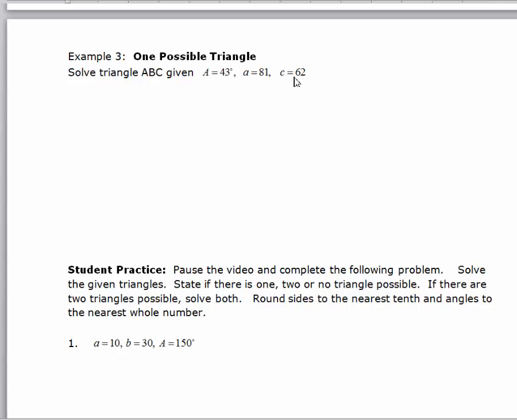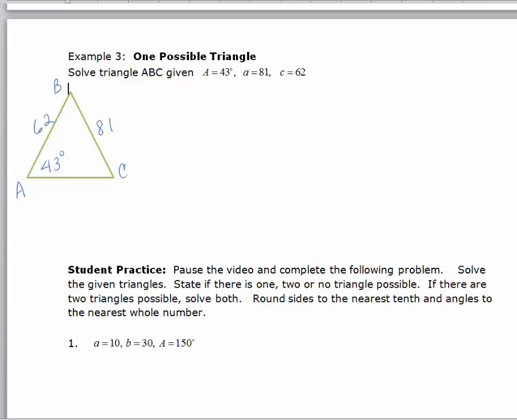So we'll first draw our triangle. Triangle ABC. We'll fill in our values. A is 43 degrees. We have little a is 81. Little c is 62. So we've got side, side, and the angle opposite. The only thing I can do here, I've been given the full ratio for A. I'm missing angle C and I have side c. I know nothing about B.